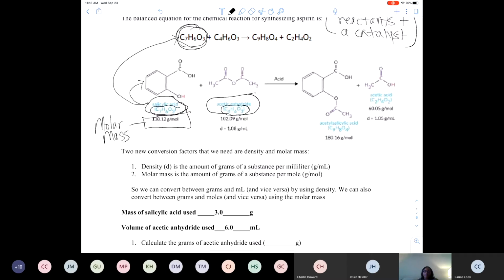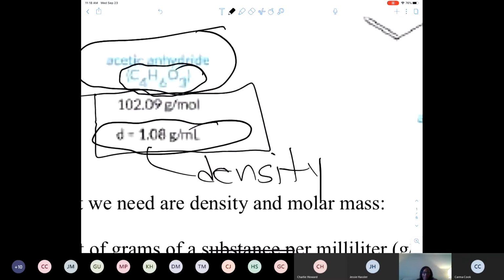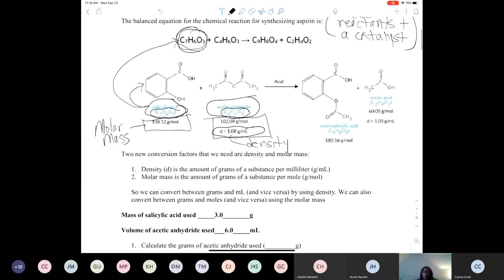And then the other reactant is acetic anhydride, having the formula C4H6O3, and therefore a molar mass of 102.09 grams per mole. Now, salicylic acid is a solid at room temperature, but acetic anhydride is a liquid at room temperature. And so acetic anhydride has a density. That D stands for density. The density of acetic anhydride is 1.08 grams per milliliter.